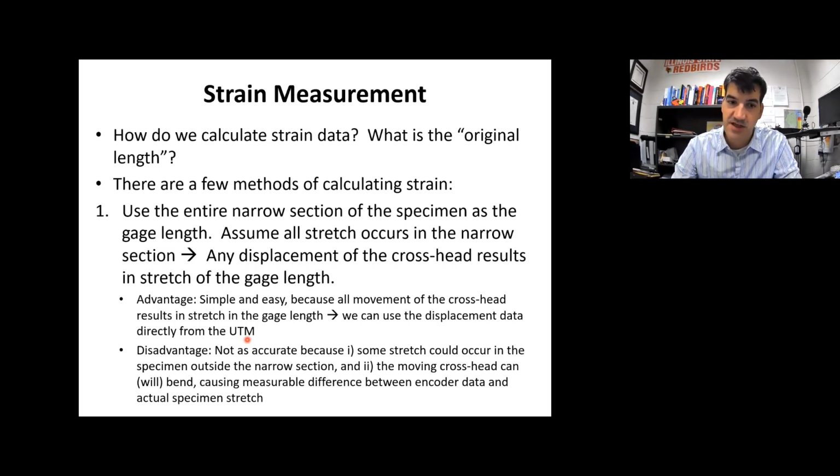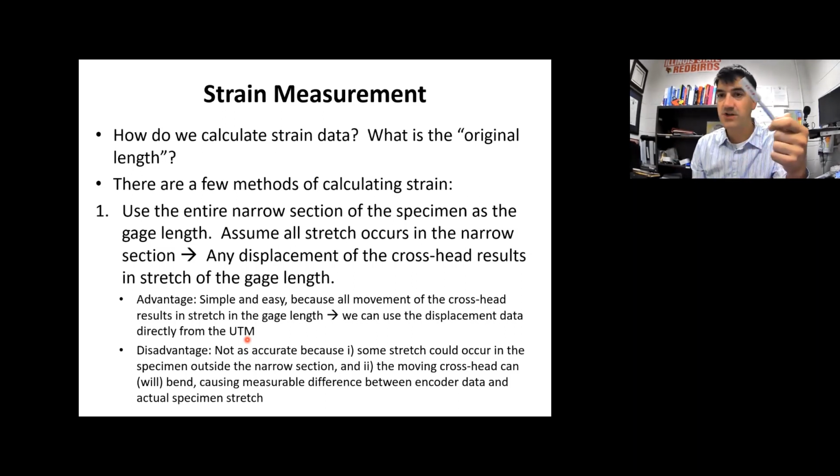It's an assumption because there are a couple things that could be happening. First of all, you could get some stretch in these thicker sections of the part. The reason why the part is designed like this, it's designed so that it has a thinner section right here, or like this one is the same way. It's designed so that it has a thinner section to guarantee that most of the stretch of the part is going to take place in this thinner section right here.